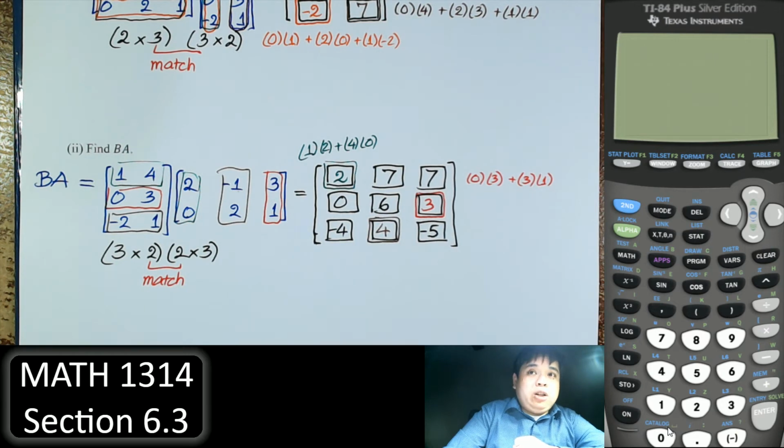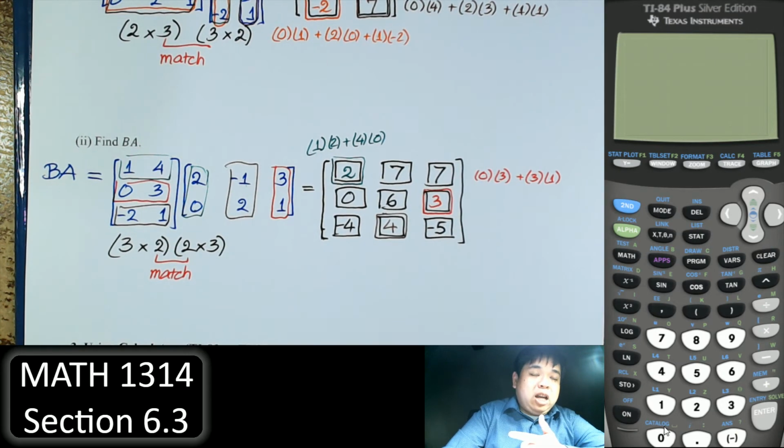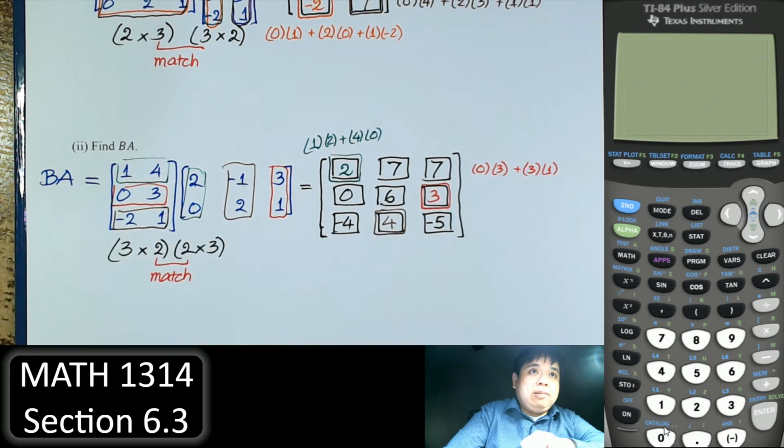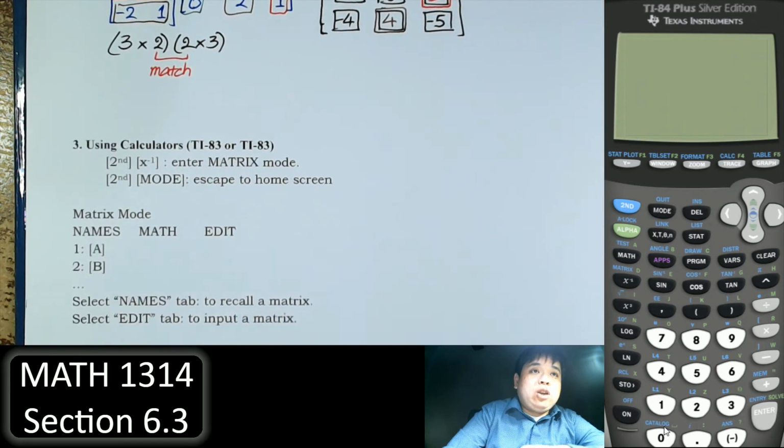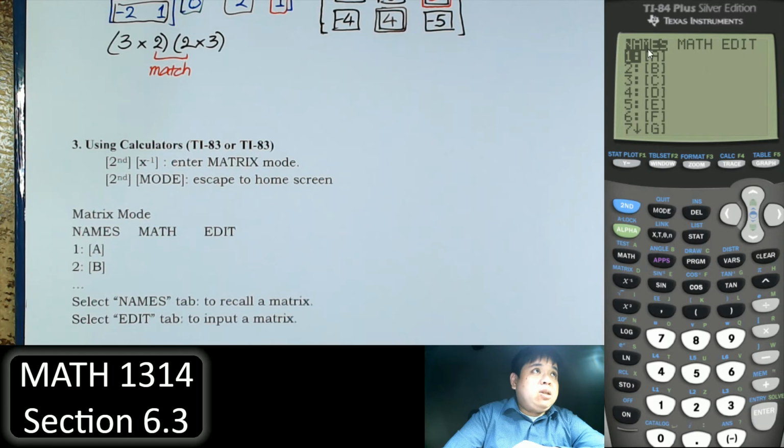So we have 3 operations: add or subtract, multiply by scalar, and multiply matrices together. Now let's check using the calculator. On the calculator, you see that above the x to negative 1, there's the matrix in blue. That means we have to hit that button to go to the matrix. Of course, we turn it on first. Second, matrix. Now we see there's names, math, and edit. Focus on the names and the edit. Names is where we recall the matrix, and edit is where we input the matrix. So I go to edit here.